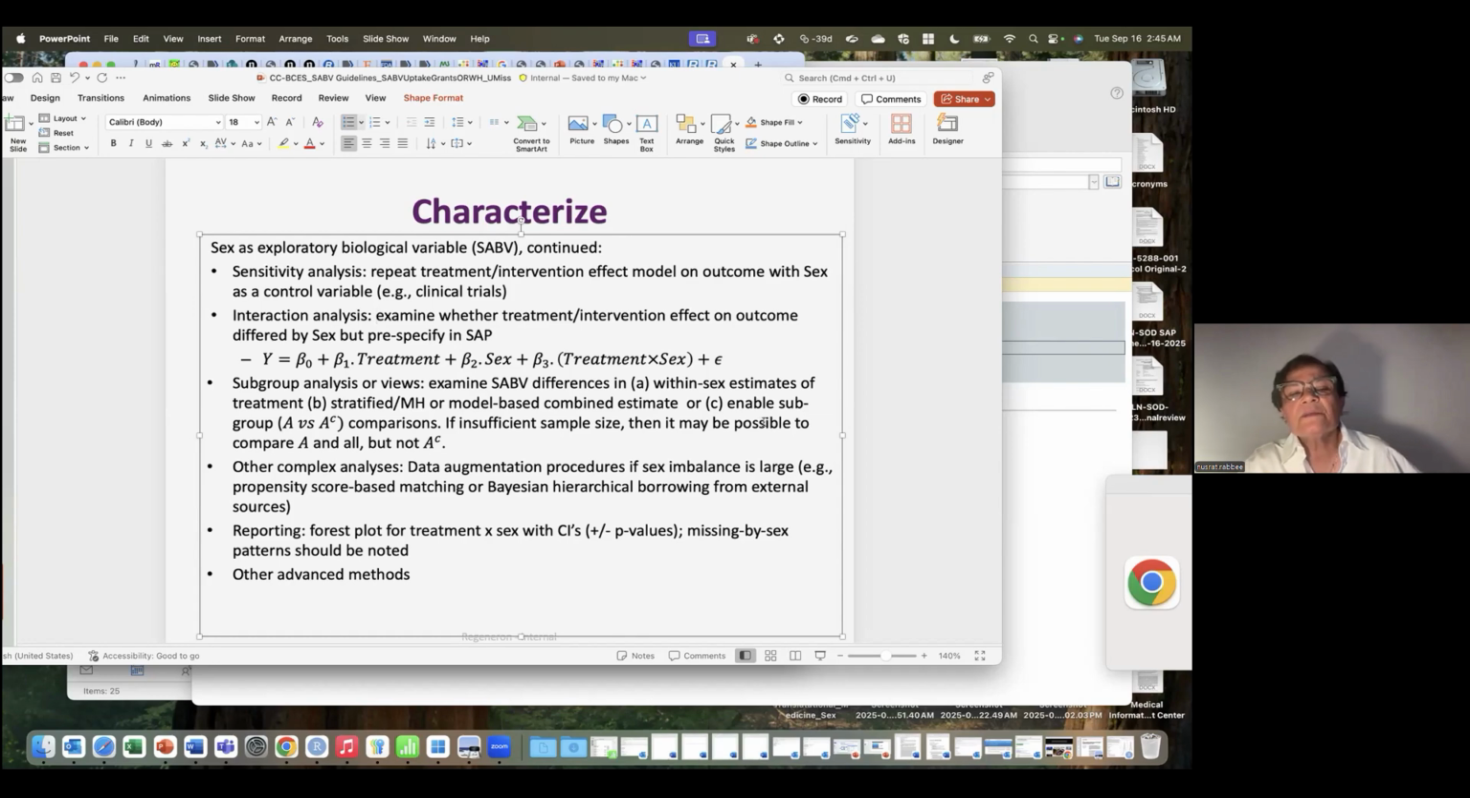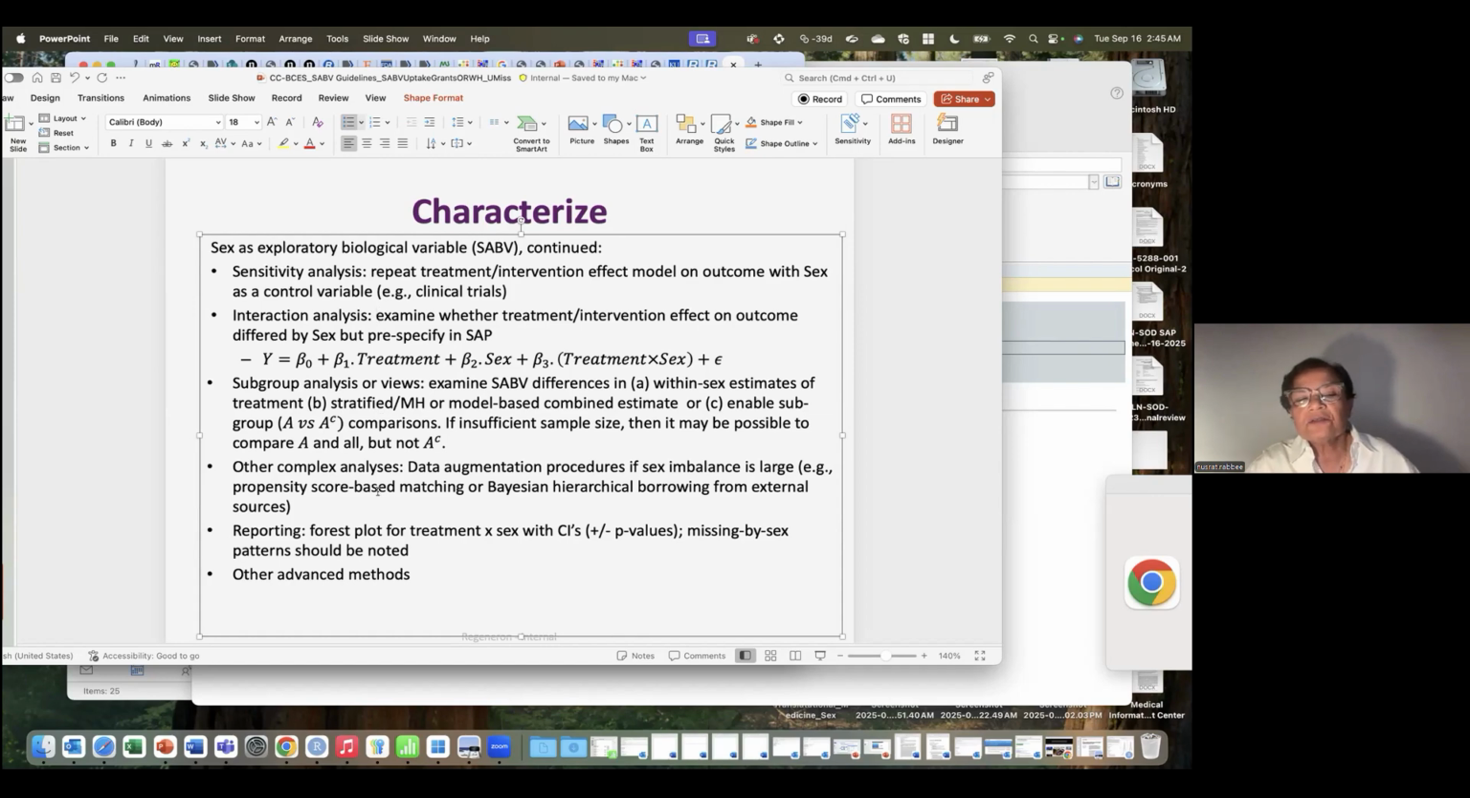You can also enable an A versus A complement, so male versus female. And if it's insufficient, for example, if you have mostly male, then you can probably give a treatment effect for A and all, meaning males and all patients, but not for females, for example. So these are three of the most common ways of doing inference. One is sensitivity, interaction, subgroup analysis.